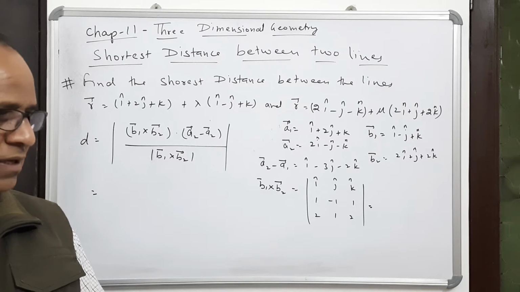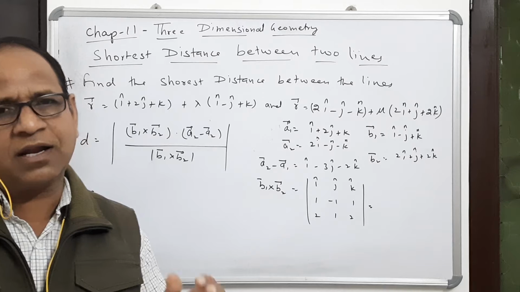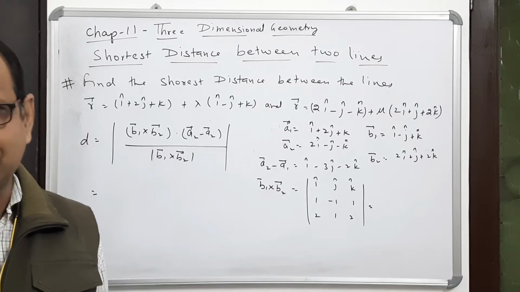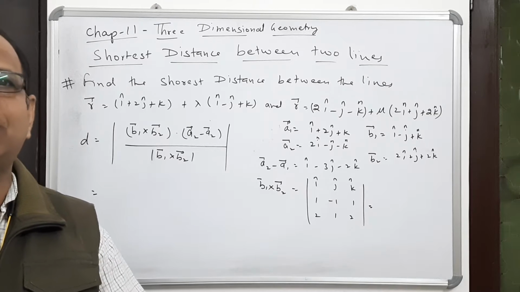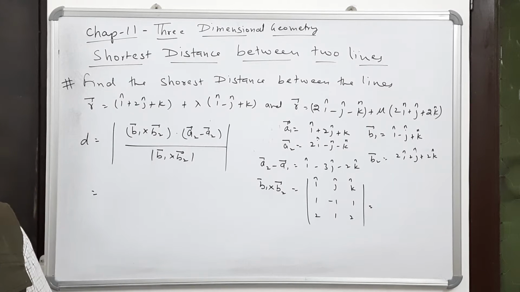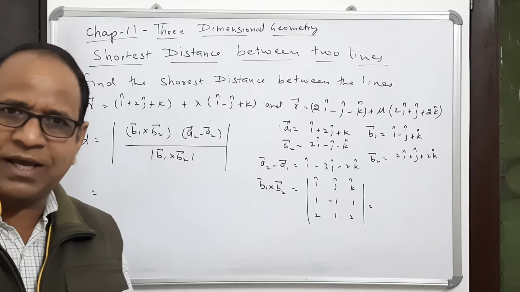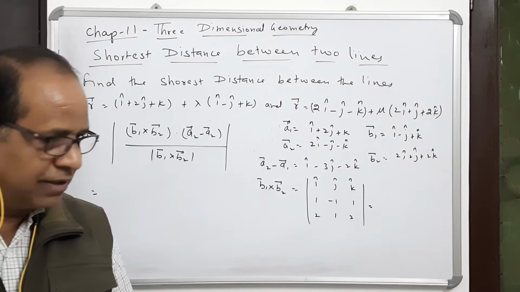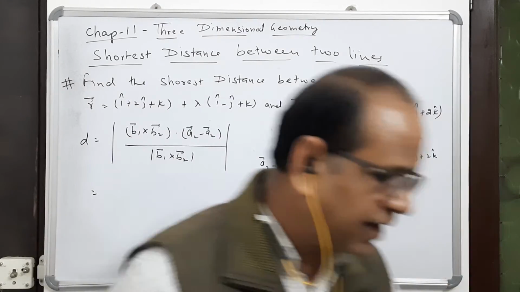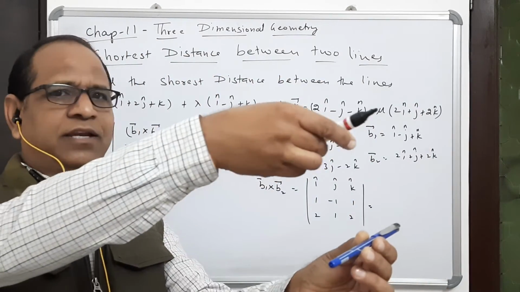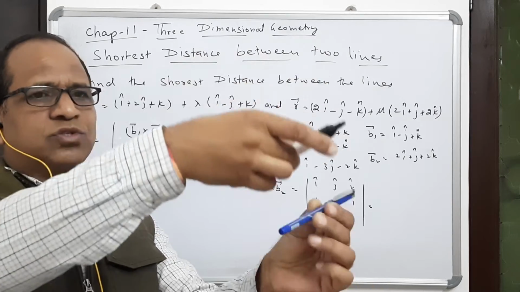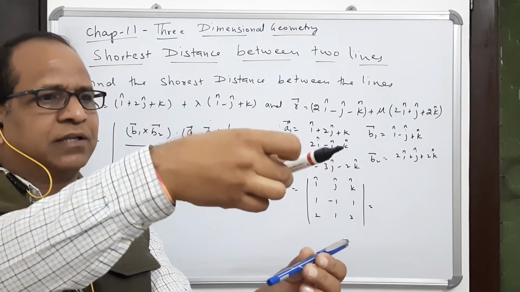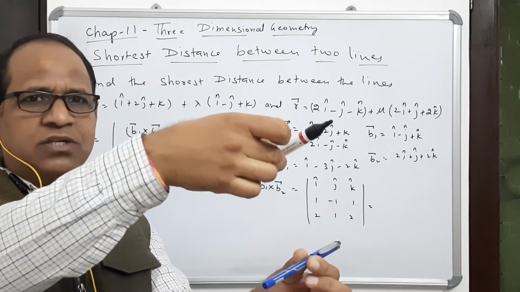Skew lines means the lines in space which are not parallel as well as not intersecting, and this can happen only in 3D, because in 2D if the lines are not parallel then they are intersecting, and if they are not intersecting then they are parallel. But in 3D, if one line is moving in this way and the other line is moving like this, now these two lines are neither parallel nor intersecting, then what will be the distance between these two lines?